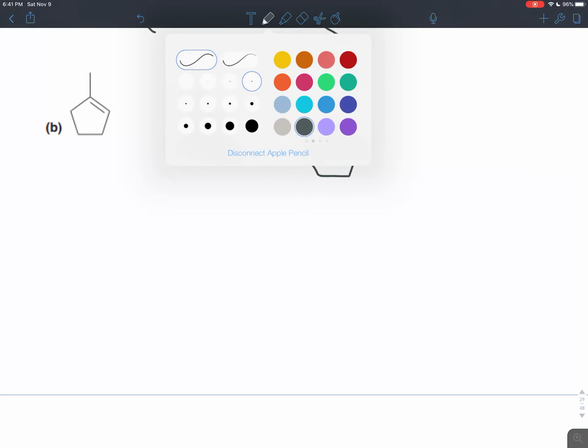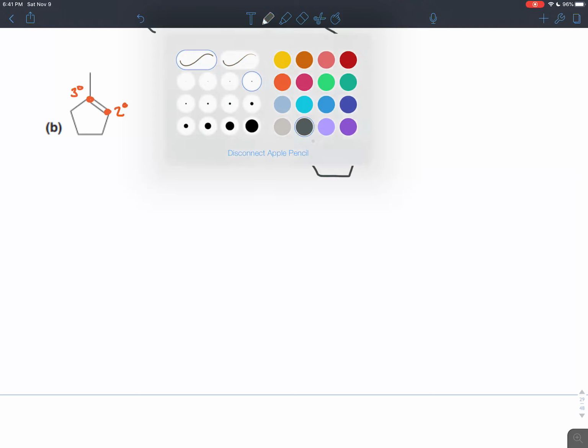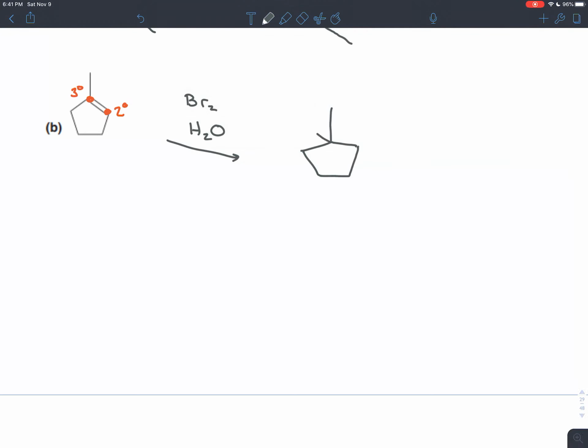The OH goes on the more substituted carbon. So of these 2 atoms in the double bond, the one on the left is tertiary and the one on the right is secondary. The one on the left is bonded to 3 carbons, the one on the right is bonded to just 2. So the OH will go on the more substituted tertiary carbon, and the Br will go on the less substituted carbon. Okay. Now that's one thing, knowing what we're adding and where we're putting it. But second, we have to know the directions that it faces in. So we have to know that these are going to be anti.